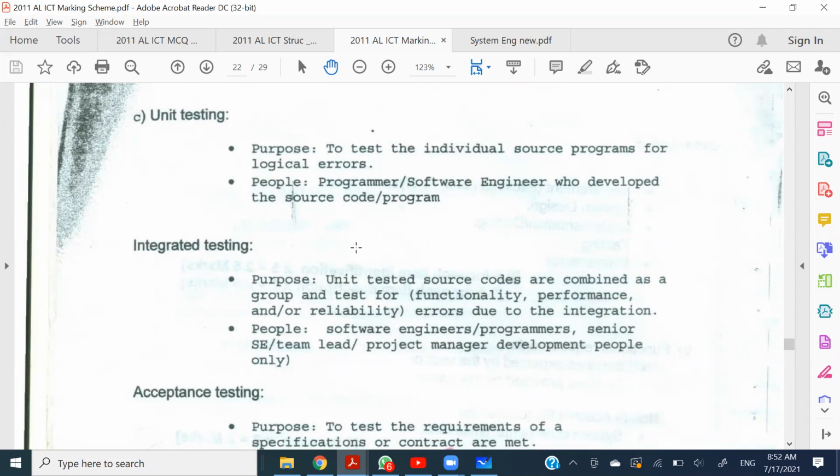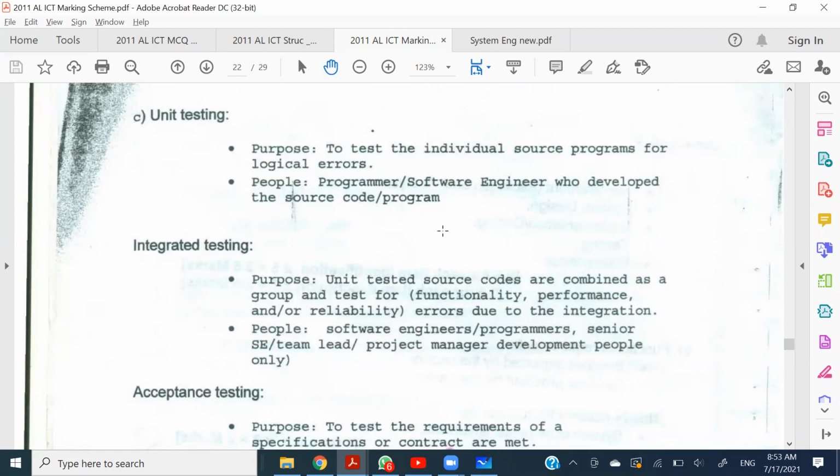And the people who are involved: programmers can be there, software engineers can be there, and project managers, team leads, right? And senior software engineers. So when it comes to the integration testing, we can use both white box and black box techniques to do this, right? If it is done in white box technique, then definitely the programmer or the software engineer should be there because he's the one who knows what happens inside the system, right? And integration testing can be carried out in black box testing as well, right?